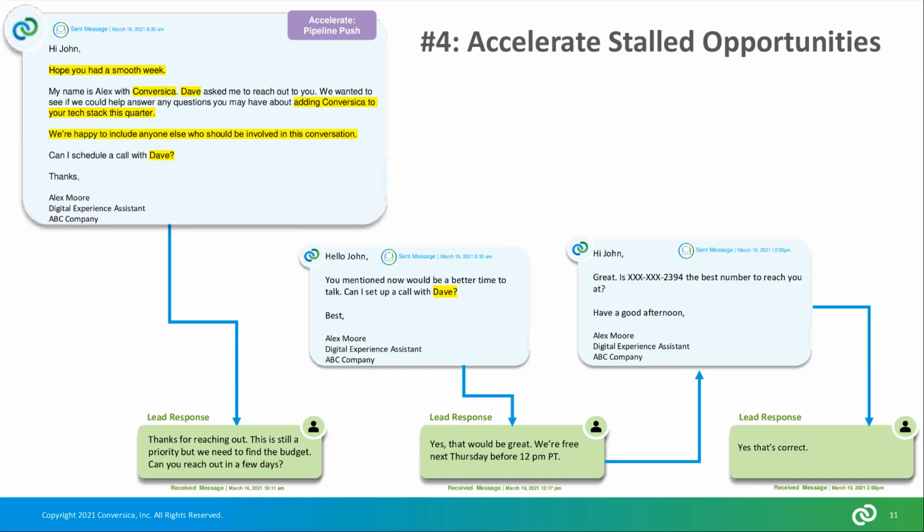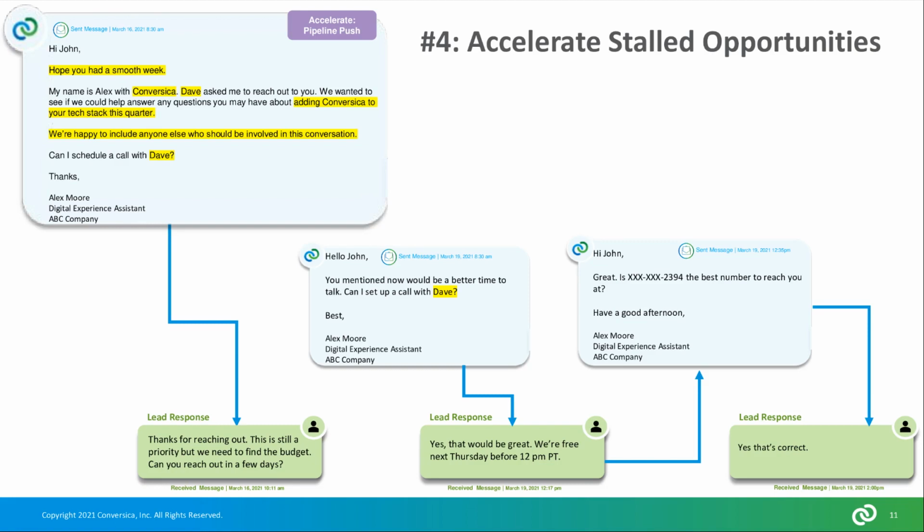And you see here, the lead says, thank you. Yeah, no, this is still a priority, but, what's a common response, we need to find the budget. You know, can we reach out to you in a few days? Notice here how it says a few days. What the AI assistant will do, now this is probably tiny, but it says down here March 16th, is interpret that few days, and then it'll reach back out, literally a few days later.